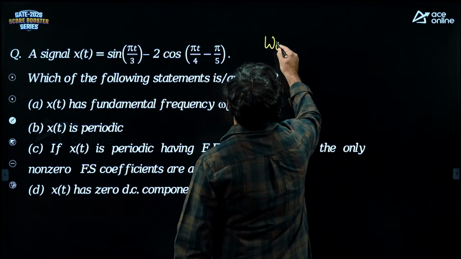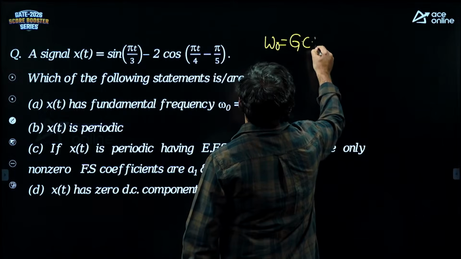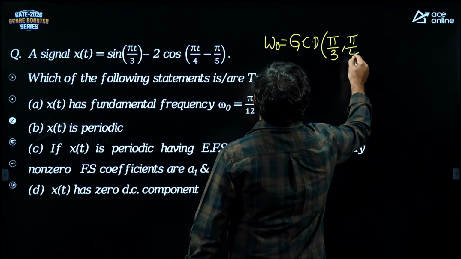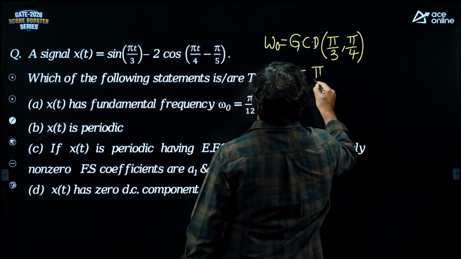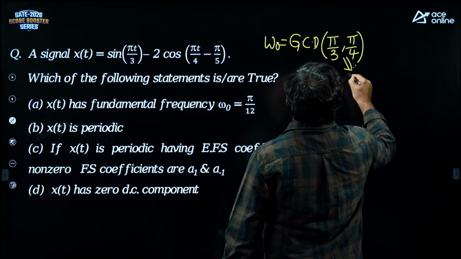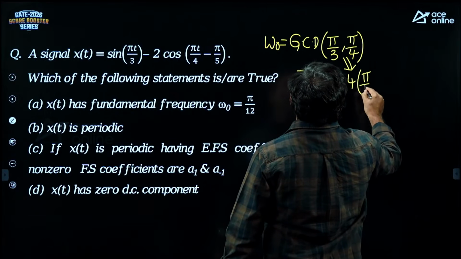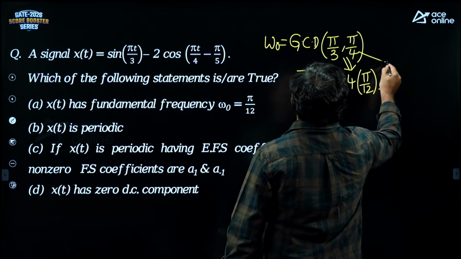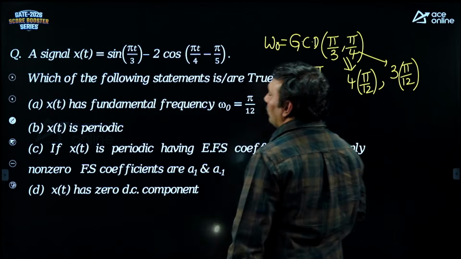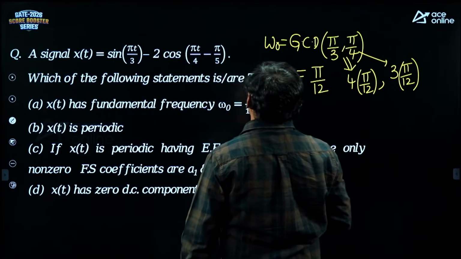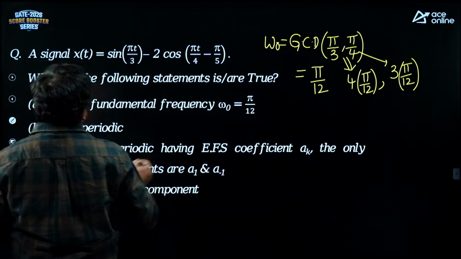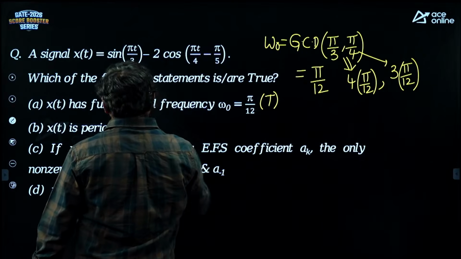Again, for a sum of signals, our logic is the GCD of pi by 3 and pi by 4, that becomes pi by 12. 3 4s are 12, because I can write this as 4 into pi by 12, whereas this number as 3 into pi by 12. We have fourth and third harmonics. So, of course, it has fundamental frequency of pi by 12, true. It is periodic, true.